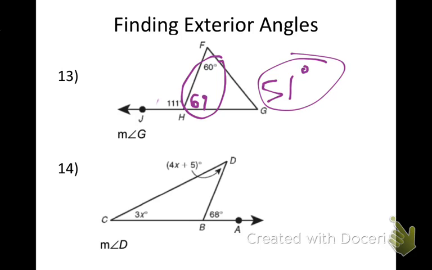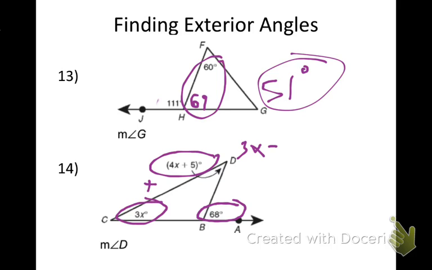Number 14, measure of angle D. Okay, so I want to find the measure of angle D. If this one is 68 degrees, what do angle D and angle C add up to equal? What do they add up to equal? Anybody? 68. Yeah, my two remote interiors are going to add up to equal that exterior angle.